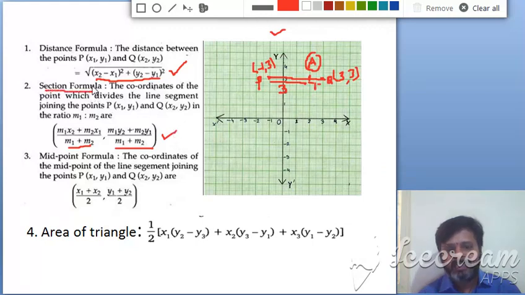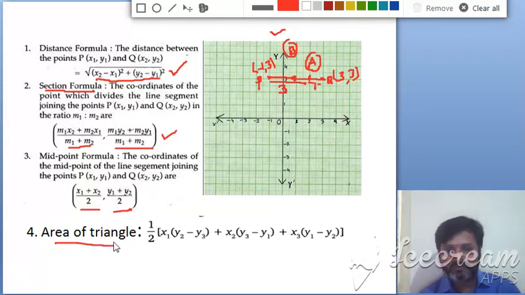And if I want to find a point B, if you see exactly this B is dividing the line PQ into two equal halves, midpoint. To find midpoint of any line segment, we will use the formula x1 plus x2 by 2, y1 plus y2 by 2. And last formula is area of triangle.